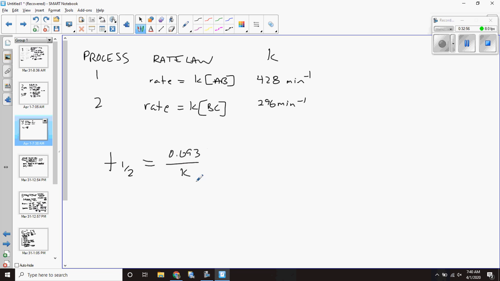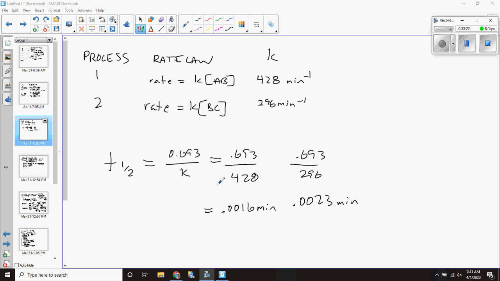Without even calculating, if you take a number divided by a big number, it gives you a smaller number, so you can get an answer pretty quickly. For the first expression, it's 0.693 divided by 428, and the second is 0.693 divided by 296. If you divide both of those, you get this. The answer is that the one with the shorter half-life is the one with the larger rate constant.